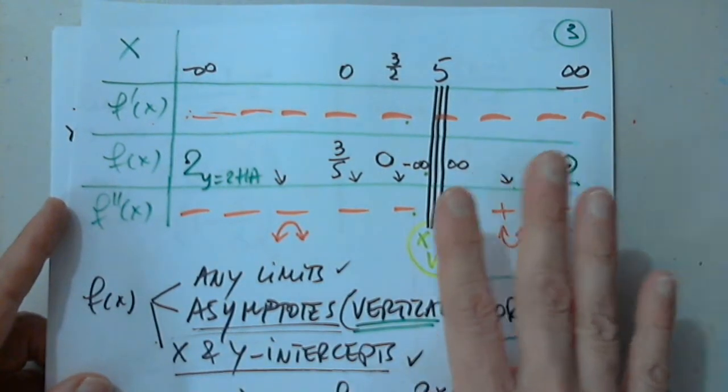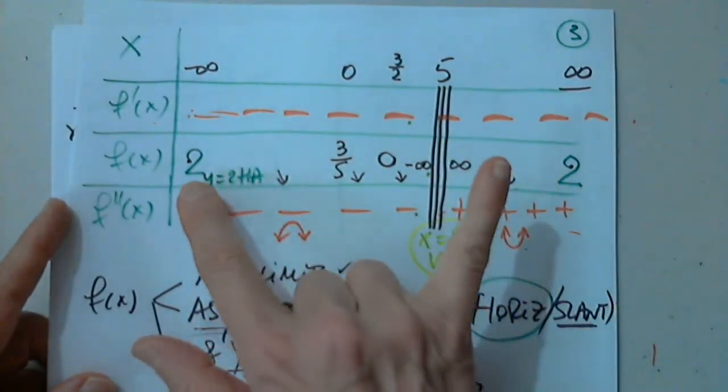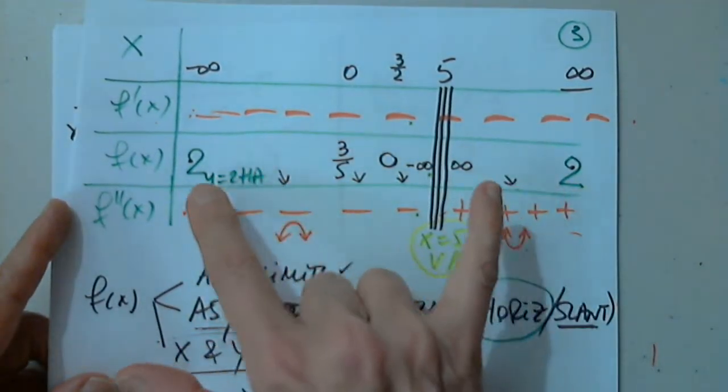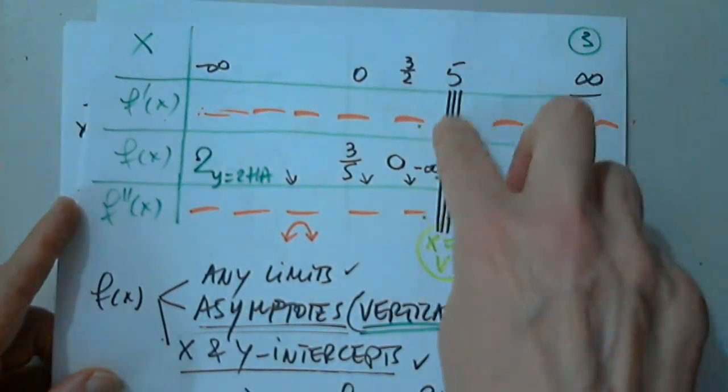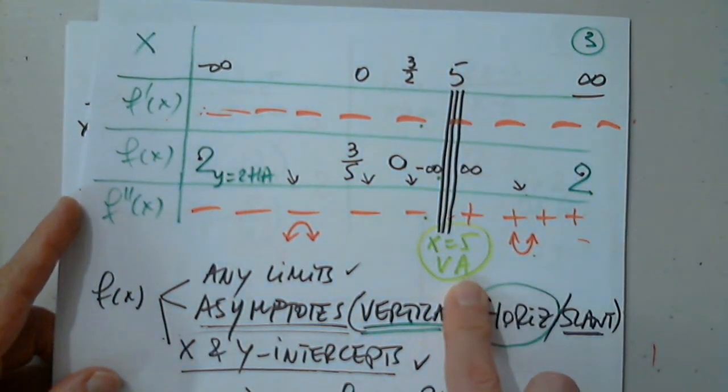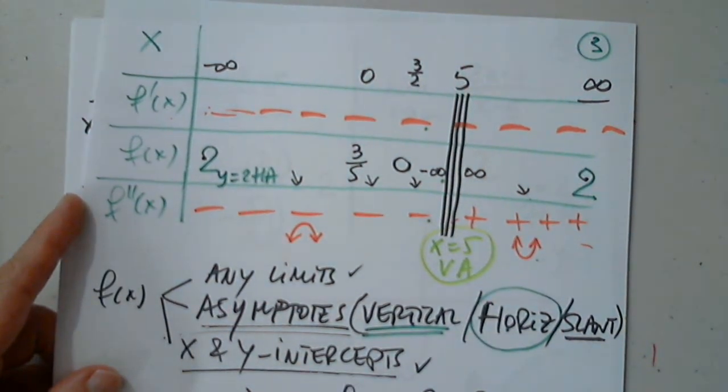Everything is the same. In addition, it's this, which is a horizontal asymptote, unless they are infinity. If they are infinity, there is no horizontal asymptote. And it's this that is the vertical asymptote. That's the only difference.